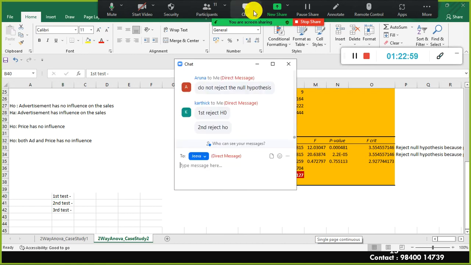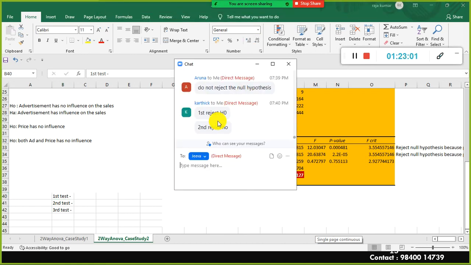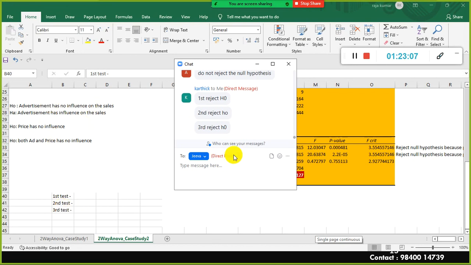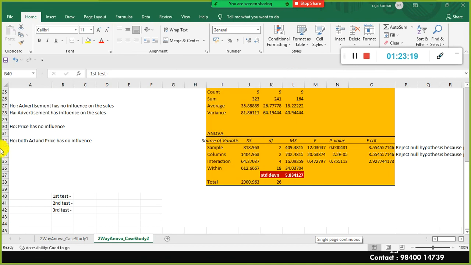Only one response. How about others? First, Karthik, okay. First reject null hypothesis, superb. And second reject null hypothesis, very good. How about the third one? Third also reject null hypothesis. Why, Karthik? Oh, okay. Third, no, right? You are saying third, do not reject null hypothesis, right?